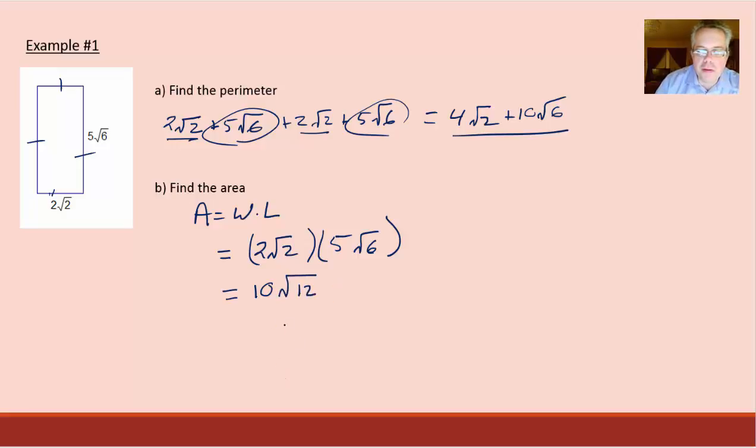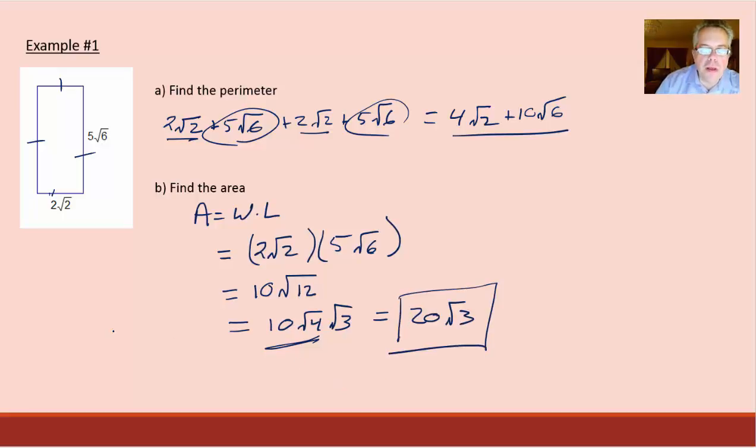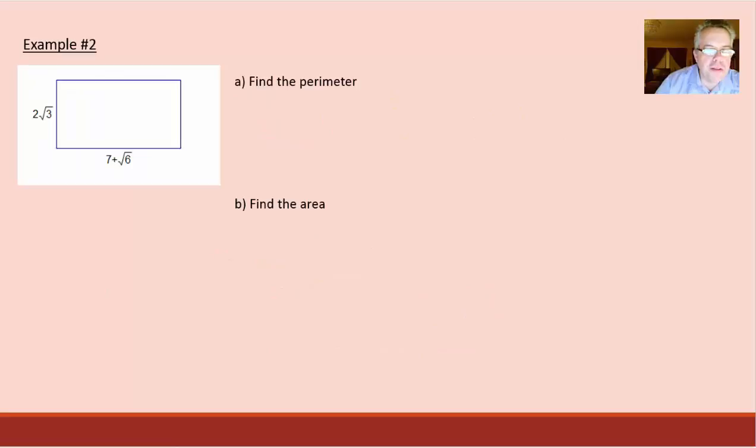And we can simplify. So I'm going to break it up. It's 10 square root of 4 times square root of 3. This part is 10 times 2, so it's 20 times square root of 3. Wow. So the first part, combine like terms. Second part practices multiplication. All right, let's up it a little bit. Do a little bit more complicated example.